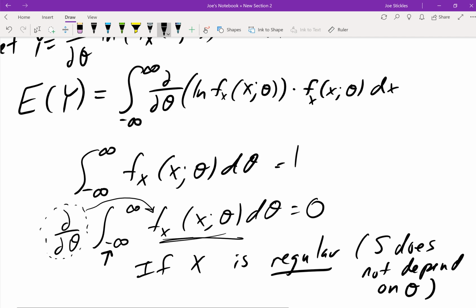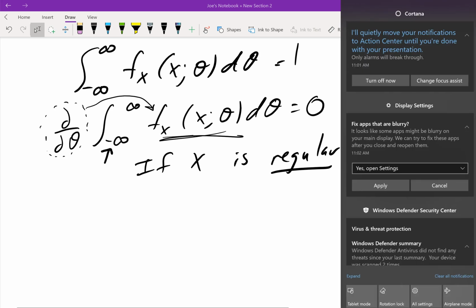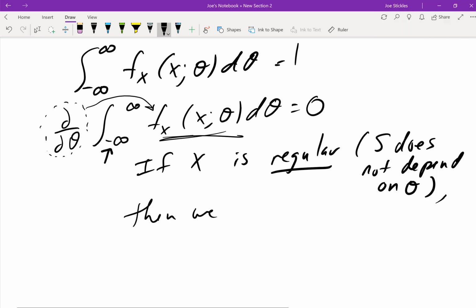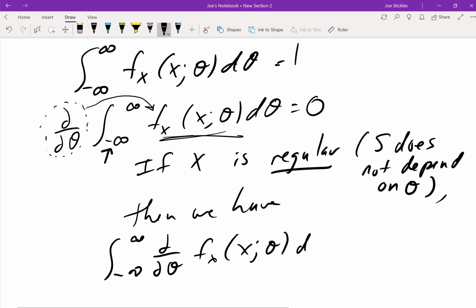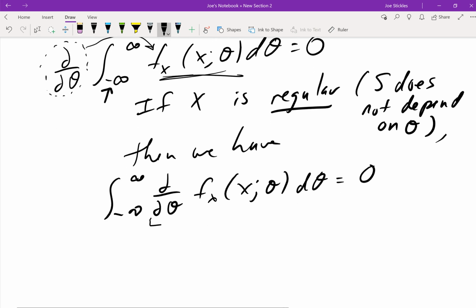So for example, normal distribution would be regular, exponential distribution would be regular, Poisson would be regular, binomial would be regular, right? All of those things are regular. They don't depend on the parameters. The sample space doesn't depend on the parameter. If x is regular, then we can move that partial on the inside.